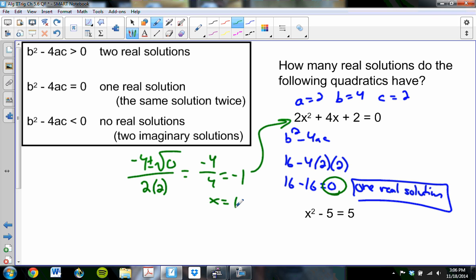Finally here, I need this to be equal to 0 always, so I get that x squared minus 10 equals 0. So b squared minus 4ac, well, my b value is 0. So it's 0 squared minus 4 times 1 times negative 10, which is 40. This has two real solutions.